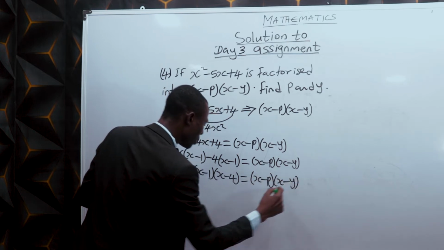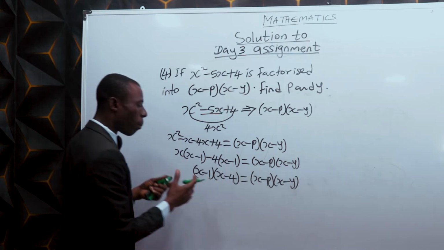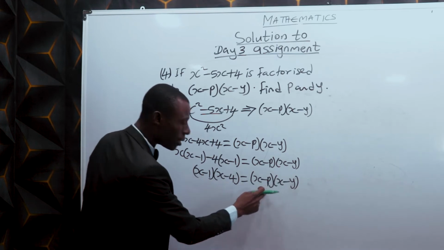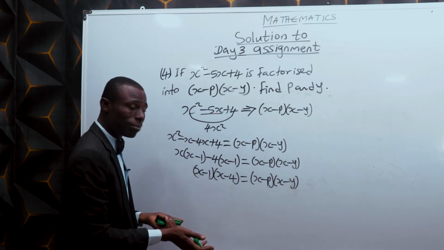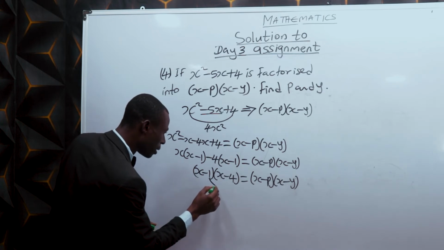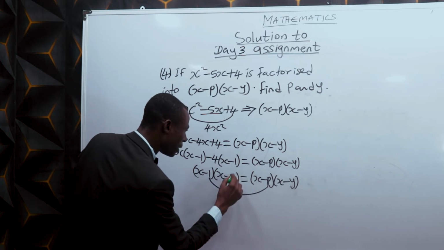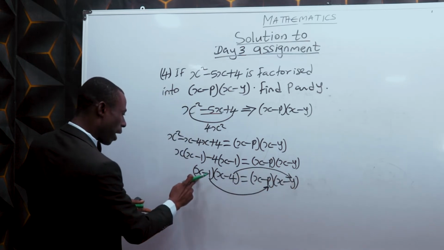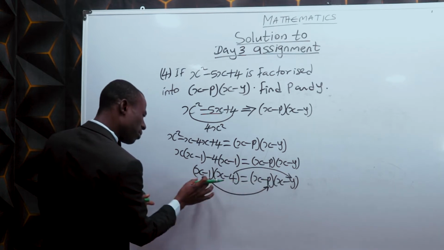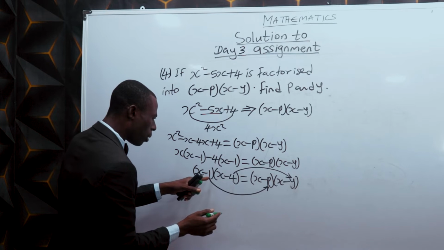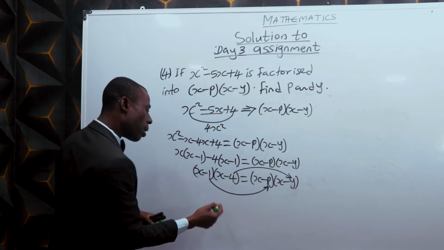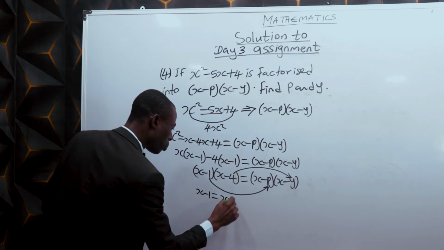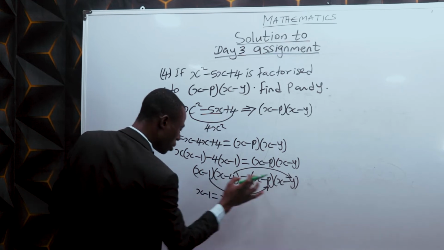So we can now begin to do comparison. x minus 1 is equal to x minus p. Then our p is what? Is 1. Look at this. This is this. Why is this this? By simple comparison, x minus 1 is equal to x minus p. If this is equal to this, automatically the 1 here is the same thing as the p here. But by solution, you can write x minus 1 is equal to x minus p. You write this one out. This is equal to this by comparison.